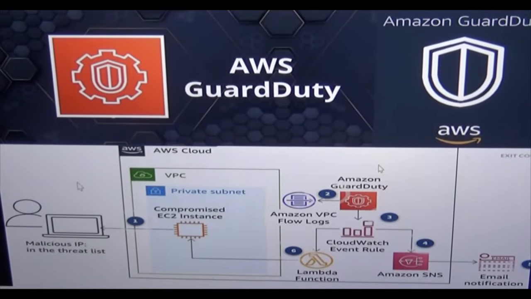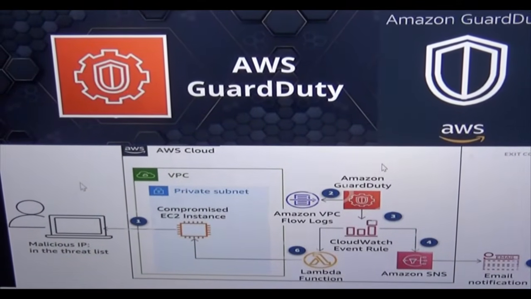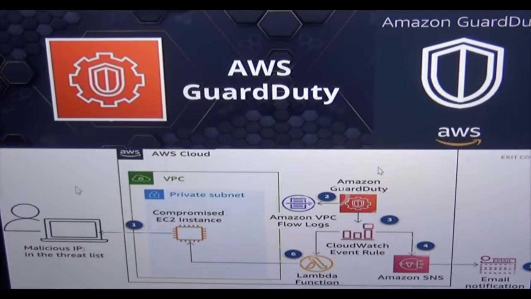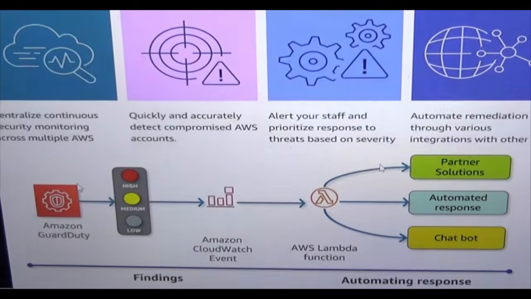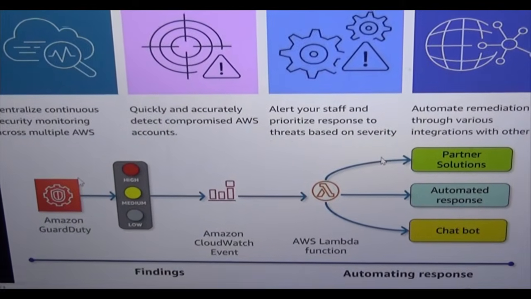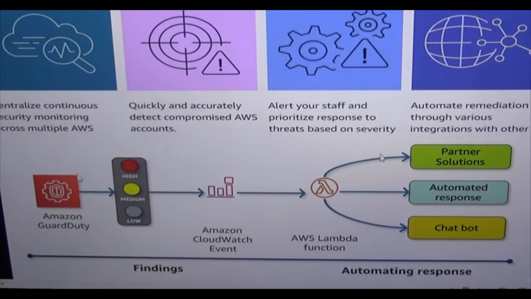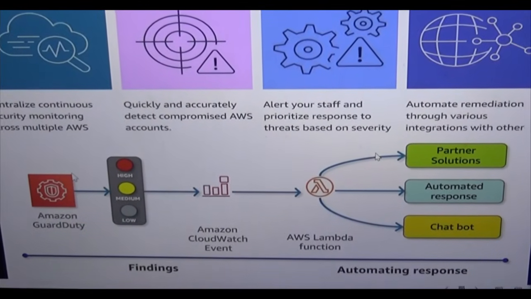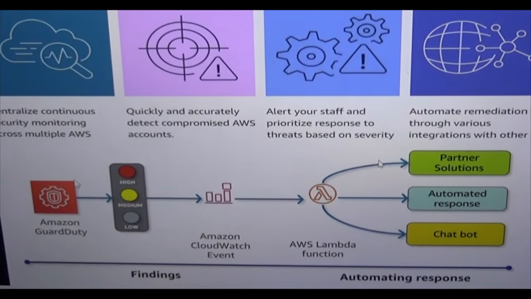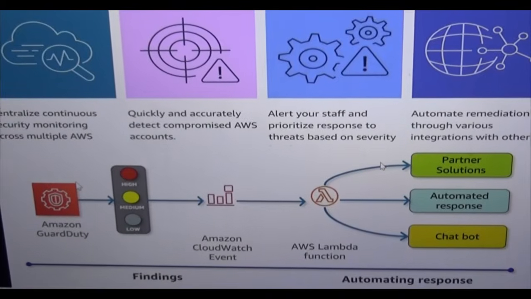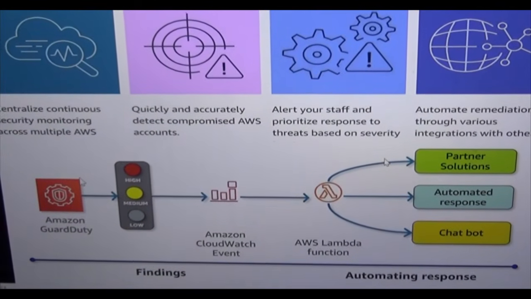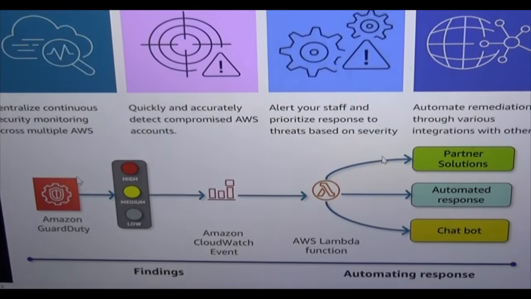You do not have to deploy or manage any additional security software. GuardDuty continuously analyzes data from these multiple AWS sources. GuardDuty uses a variety of detection techniques, such as machine learning, anomaly detection, and integrated threat intelligence to identify indicators of compromise. Findings are generated and can be used to notify security staff for further investigation. You can also use these findings to initiate automated remediation.